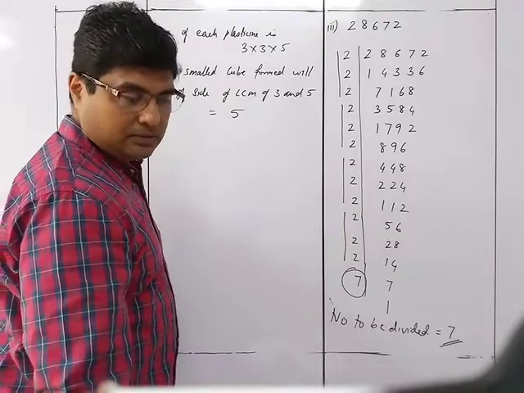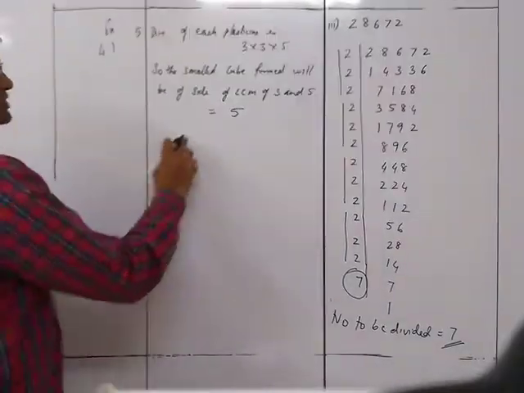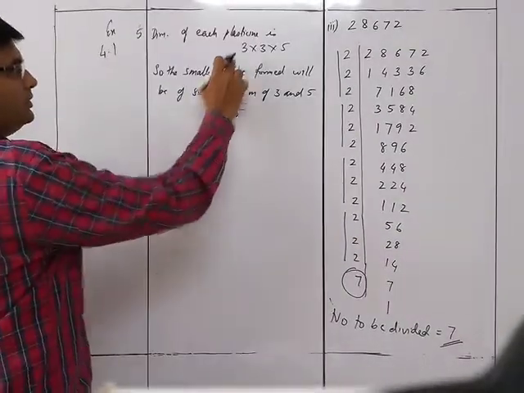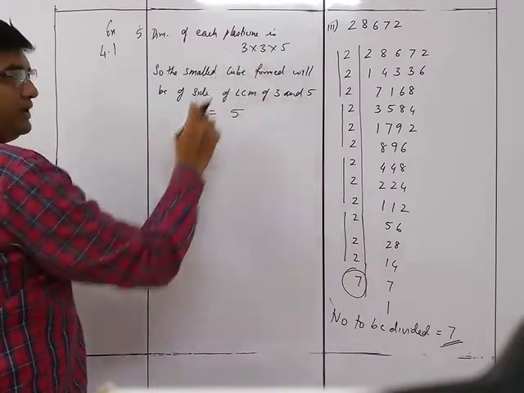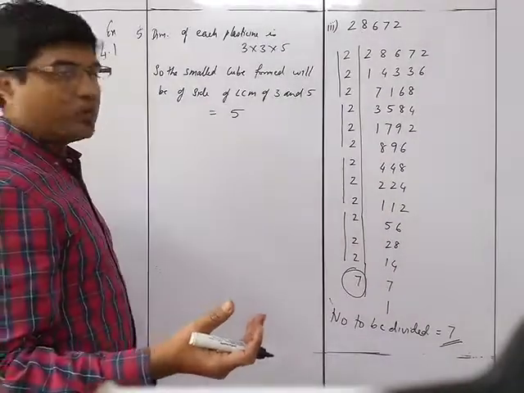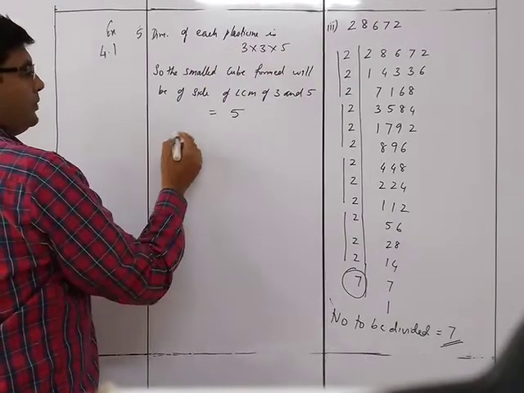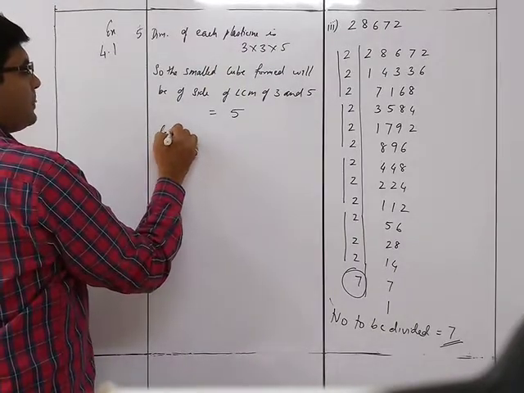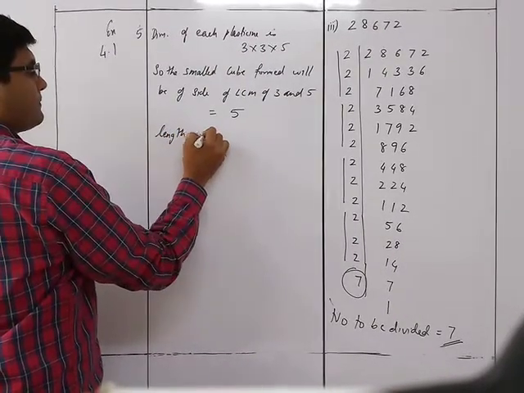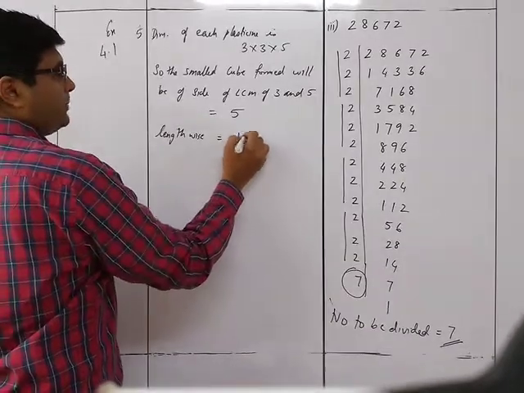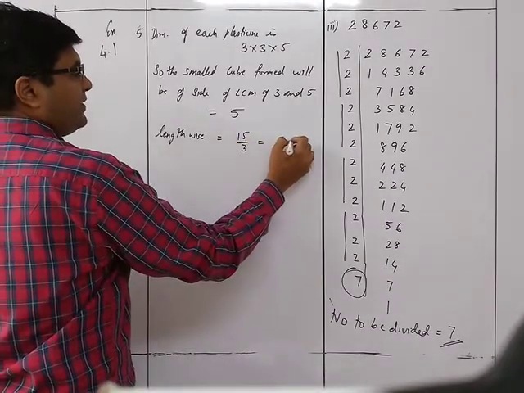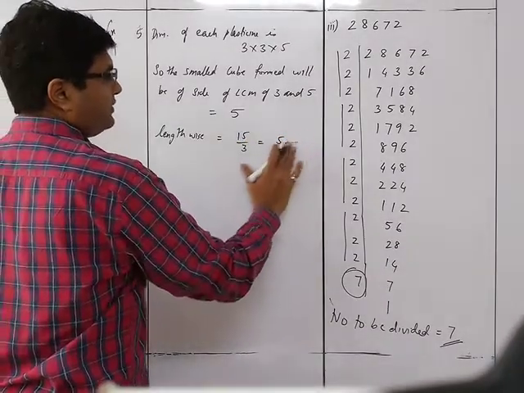Got it? So if it is so, then to make this into 15, he will require 5 such pieces over here. So lengthwise, 15 upon 3 is equal to 5 cubes, 5 pieces.